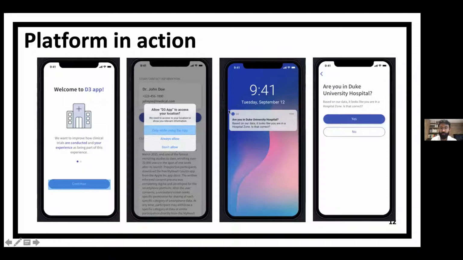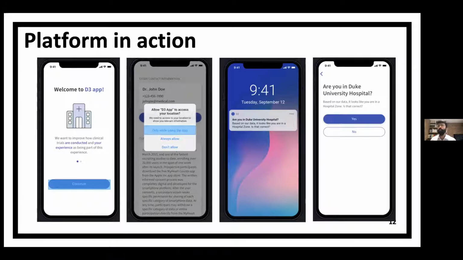Are you in Duke University? A pop-up would come up and say, based on our data, it looks like you're in a hospital zone. Is that correct? You can say yes or no. And if you click yes, a short survey would come up asking, what's going on? Are you hospitalized? Are you visiting? Is there something else happening? And even if a person didn't respond, the fact that they're in a hospital environment gets tagged.